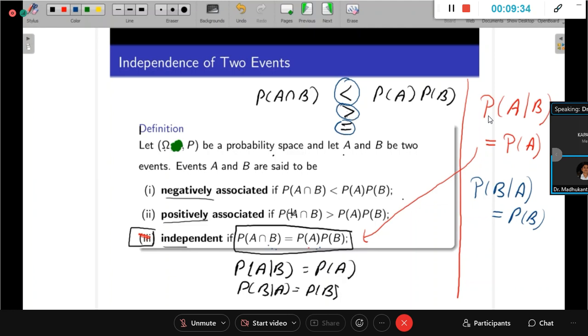If it is greater than, the events are positively associated. What does that mean? If you try to relate it to conditional probability, the probability of A intersection B is greater than the probability of A times the probability of B. So they are positively associated. What does that mean? If the inequality is strictly greater than, it means none of them is zero. Can I say that the probability of A is non-zero and the probability of B is also non-zero? Can I say that?